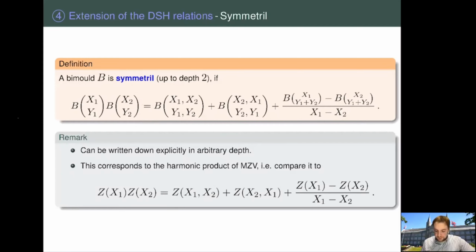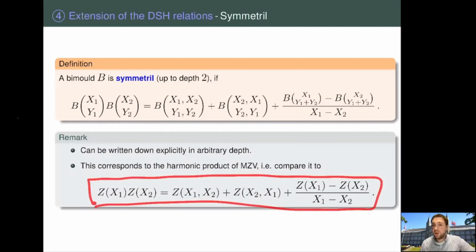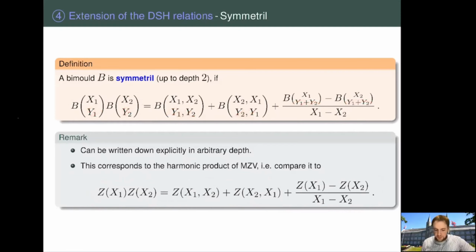So you see here, if you compare it with this formula from before, which corresponds to the harmonic product, then if you forget the y's, this is actually the same formula. So somehow you can think of this being the analog of this harmonic product. And well, time is running. Here it's already tomorrow. So this is the analog of the harmonic product. But what is the analog of the shuffle product? And the shuffle product story in this case will be a little bit different.